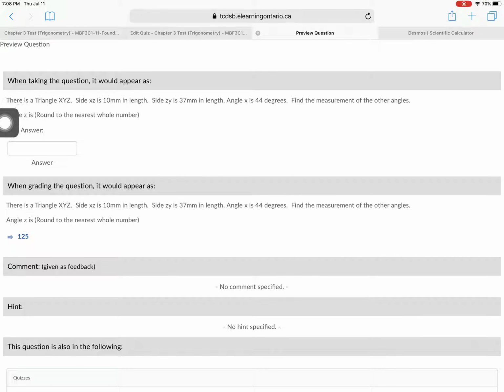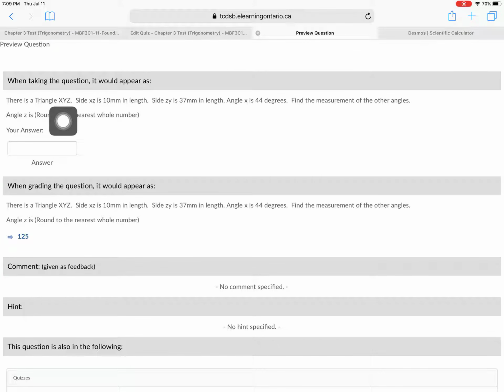So I'm going to read the line at the top here. It says in the top left corner there is a triangle XYZ. Side XZ is 10 millimeters, side ZY is 33 millimeters, and angle X is 44 degrees. Now it says find the measurements of the other angles, but more specifically it says angle Z, rounded to the nearest whole number, and they want your answer here. And the computer has generated an answer saying angle Z is 125 degrees. We are going to try to prove this.